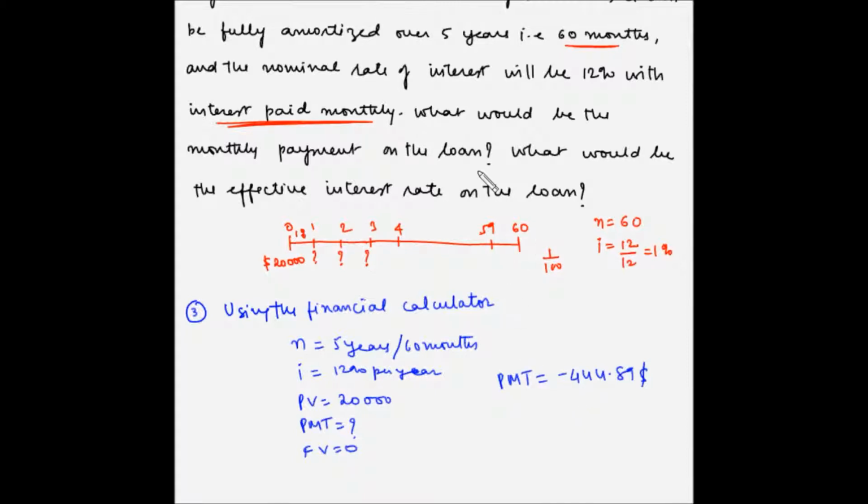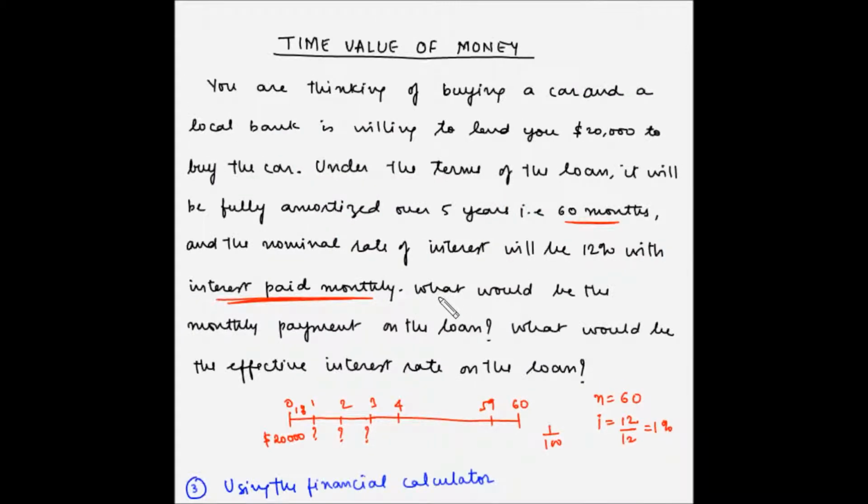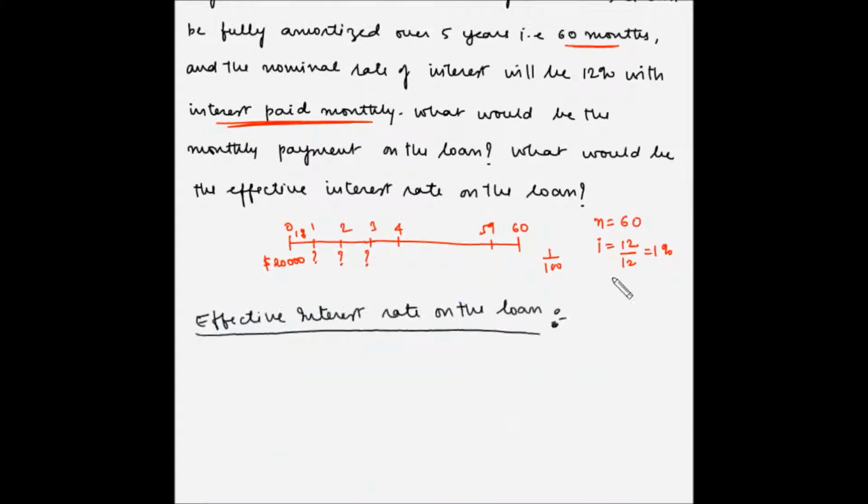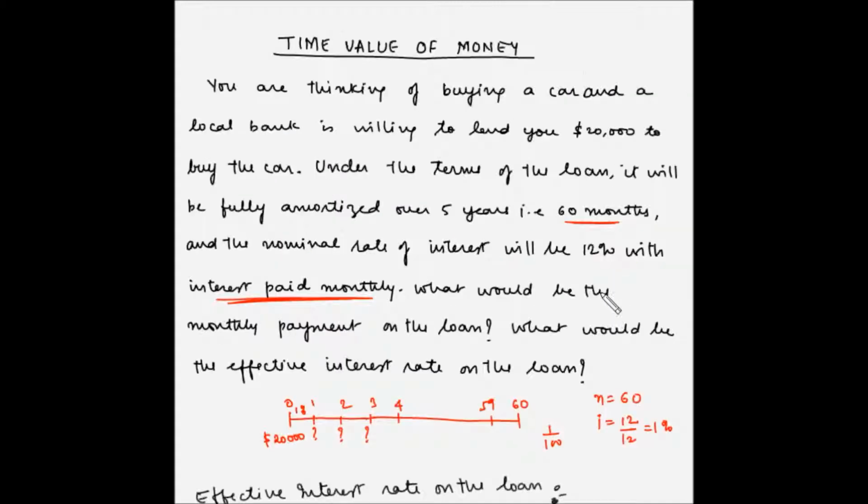So we got the answer for the first part of the question, which is what would be the monthly payment on the loan. Now the second part is what would be the effective interest rate on the loan. So let's try to find this out. So as we have already figured out, the compounding is happening on a monthly basis. The nominal interest rate is given to us as 12%, and the monthly interest is 1%.